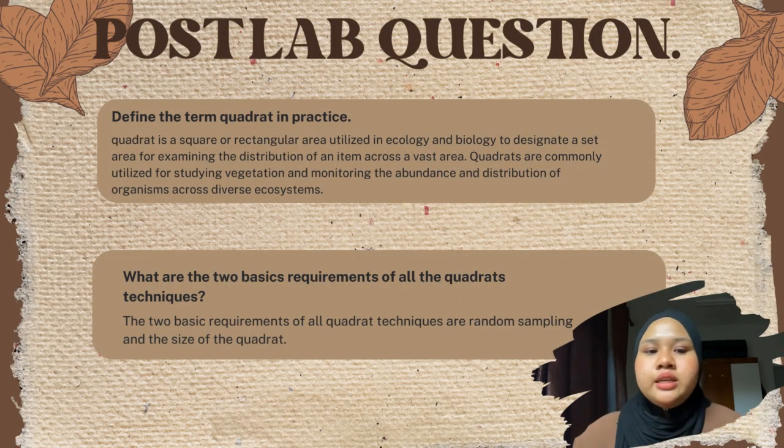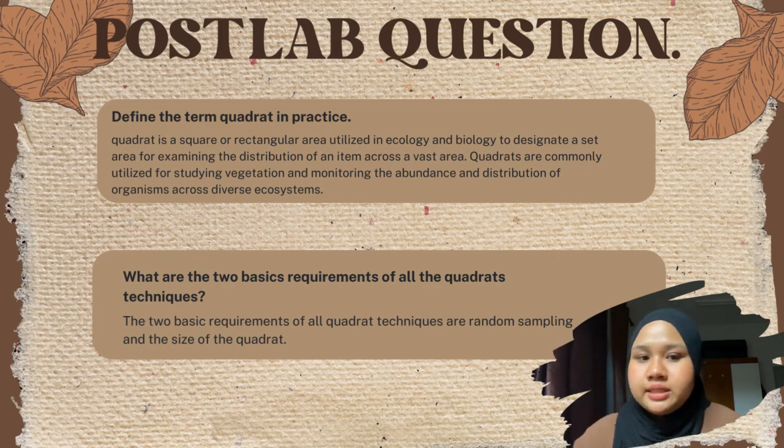For question 1, the answer is: a quadrat is a square or rectangular area utilized in ecology and biology to designate a set area for examining the distribution of an item across a vast area. Quadrats are commonly utilized for studying vegetation and monitoring the abundance and distribution of organisms across diverse ecosystems.